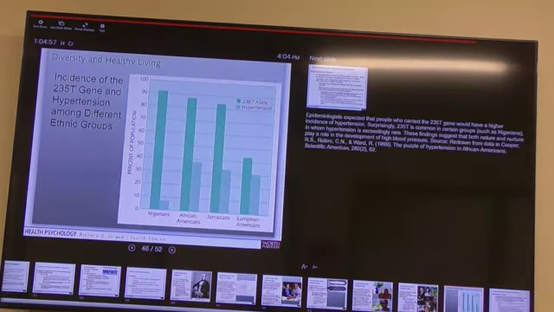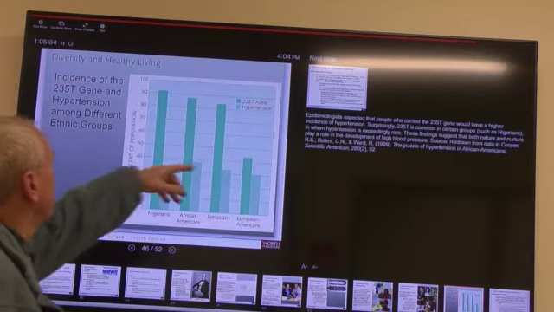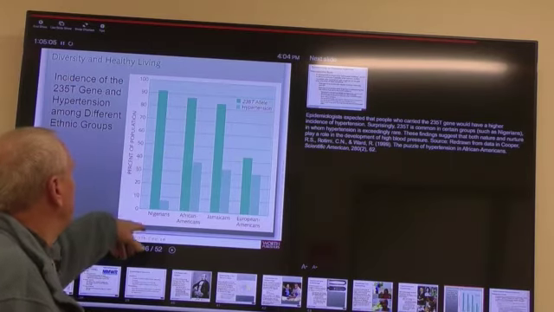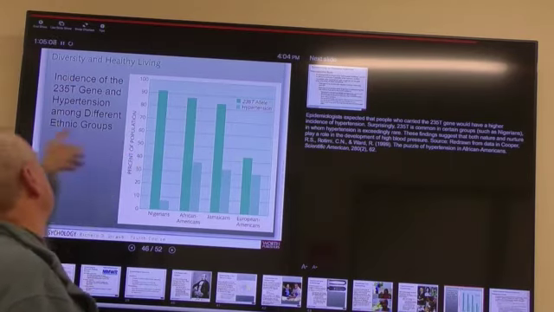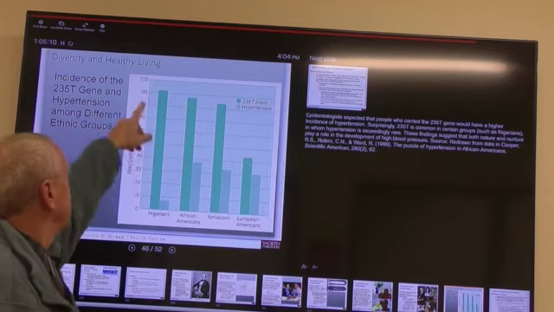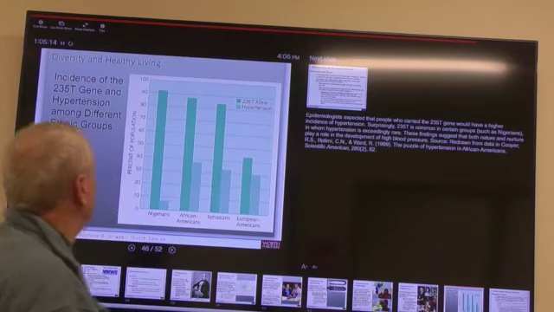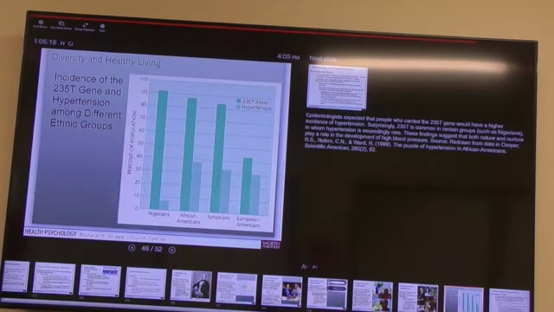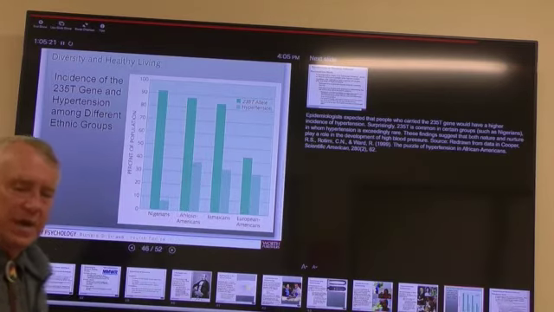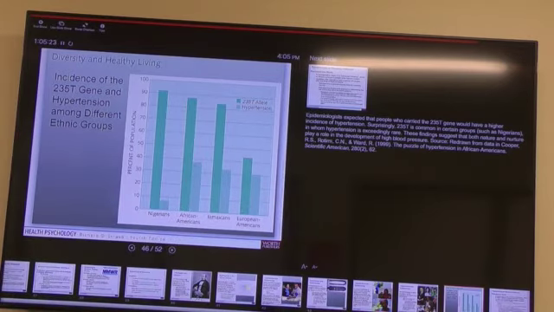Incidence of the 235 key gene in hypertension among different ethnic groups. As you can see, the 235 T allele is in Nigerians, percent of the population have this gene. African Americans, Jamaicans, European Americans don't have the 235T allele. But as you can see, all the people of African ancestry have a fairly high percentage of the hypertension allele.